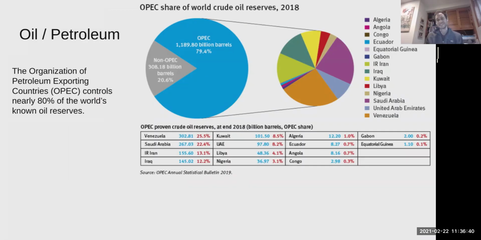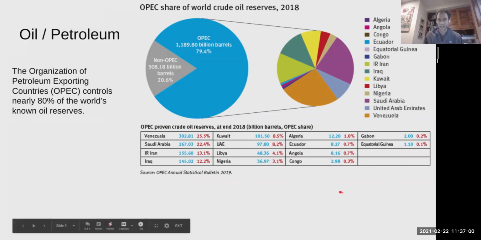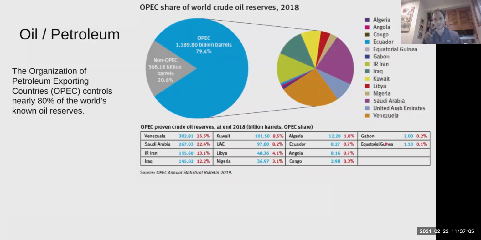All right, last little background thing about oil. There is an organization called OPEC, and that stands for the Organization of Petroleum Exporting Countries. And here is a list of the countries that are members of OPEC. There's Venezuela, Saudi Arabia, Iran, Iraq, Kuwait, UAE, Libya, Nigeria, and a few others. It is 14 countries in total. I think Gabon and Equatorial Guinea are recent additions. Some of them are more influential than others.